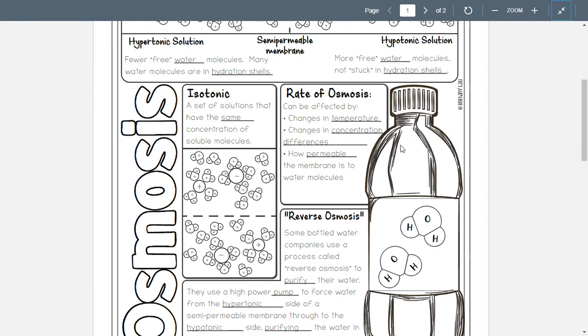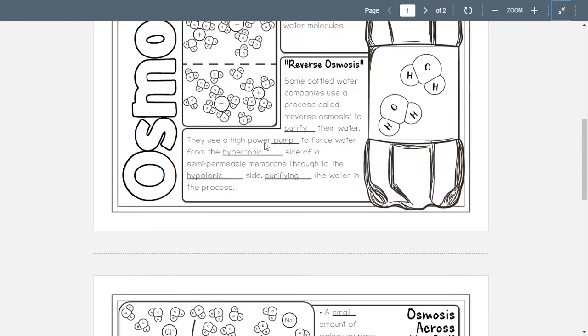Things that can affect the rate of osmosis being temperature, concentration differences, and how permeable the membrane is. Reverse osmosis, that's just like a little interesting fact. You can read over that.